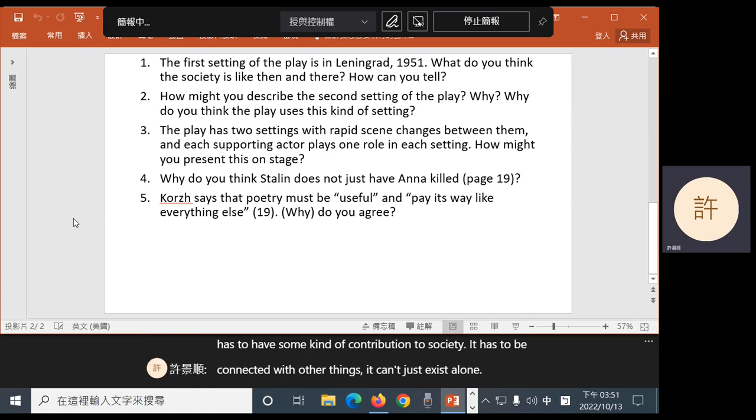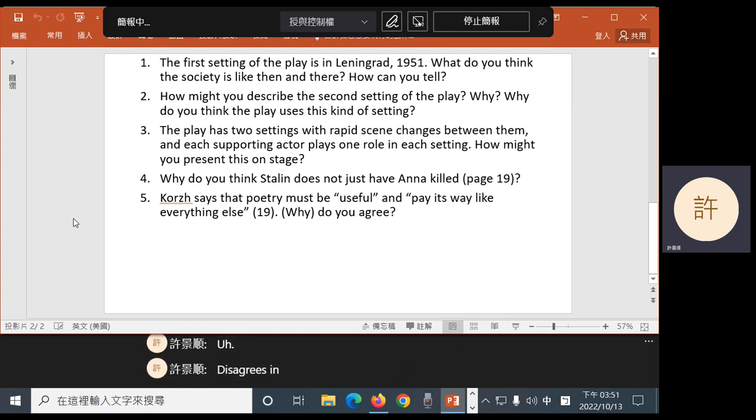And the person in group four, your classmate, disagrees in part because poetry can also be a personal thing. If we look on page 19, she pointed us to, in the middle, when Kors talks a long paragraph, line 6. Most of your work was too personal. There's no personal life anymore. And group four believes that a personal poem is also valuable. It doesn't have to be entirely connected with anything else.